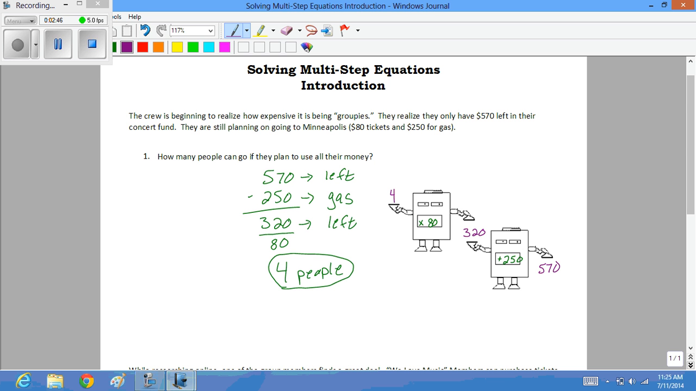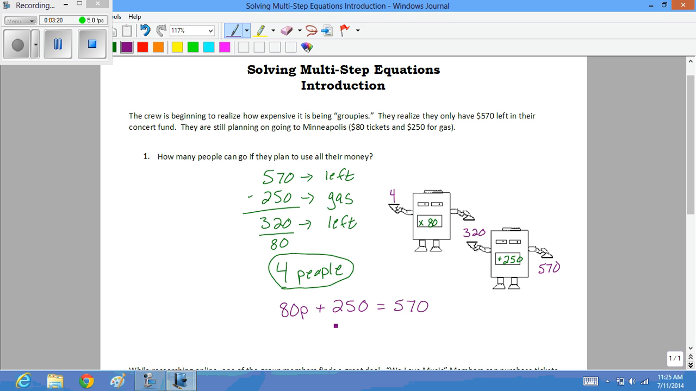The third one, I'm going to show you the algebraic way. So remember that when we wrote an expression for this, we said that it was $80 per person plus the $250 for gas. Okay, we know that that total now is going to equal 570. So we just wrote an equation. Now what we're going to do, again, is figure out how many people. So we're going to look at this side and we're going to undo everything around that variable in order to figure out what was in there.